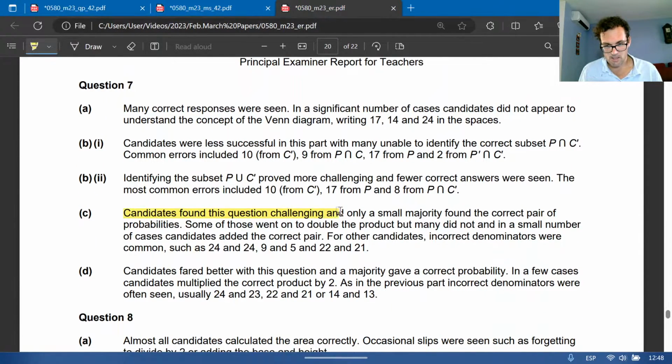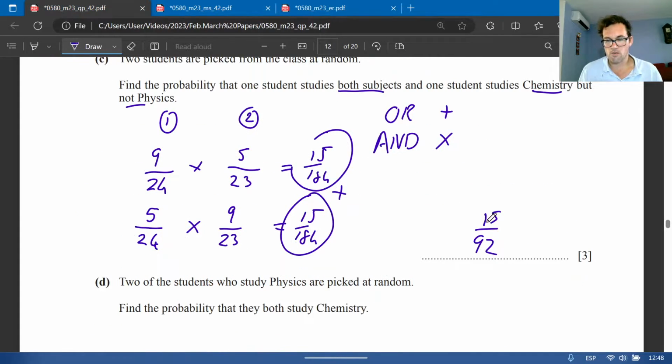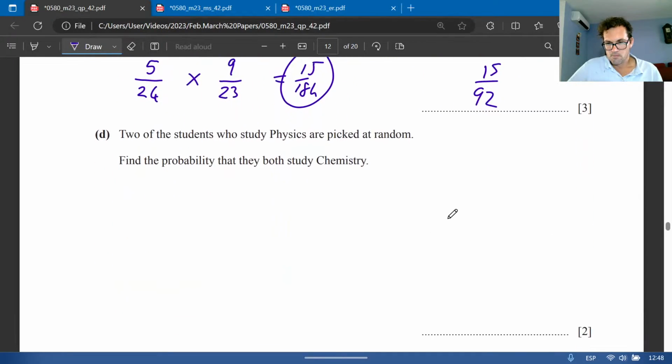Candidates found this challenging, and only a small majority found the correct pair of probabilities. Many did not double the probability. So, it's a tough one, remember that. In this case, there's 2 possible ways to go. You pick the one student and then the other one, or you pick the other student. You have to double your answer. That's a lot to remember. Okay. But you can do it.